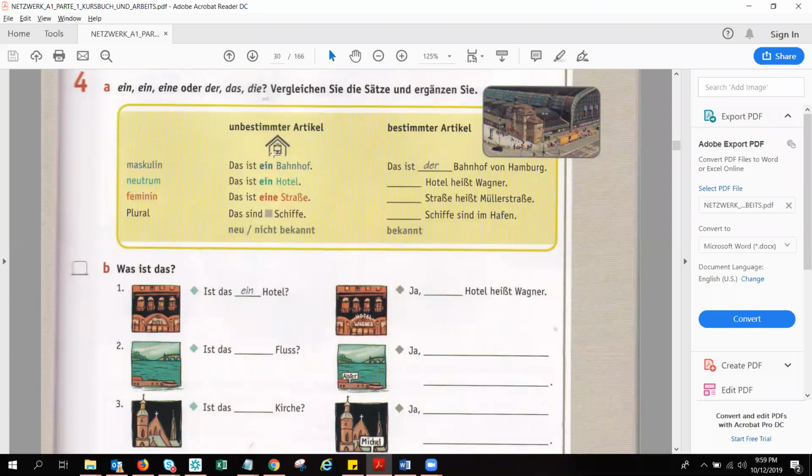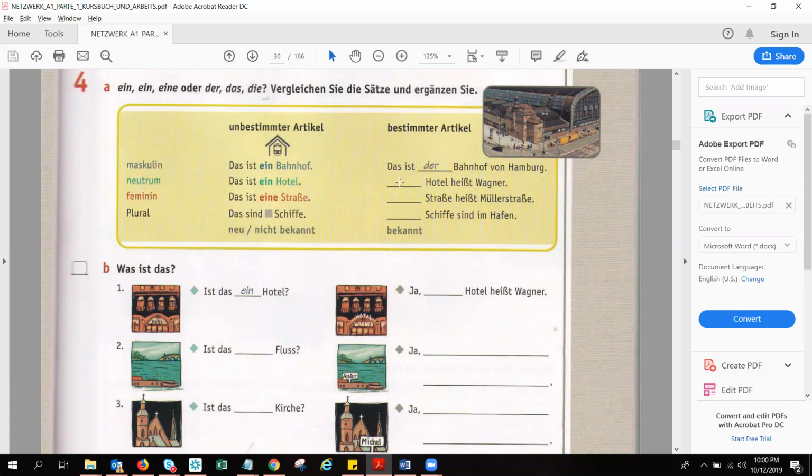So whenever we are using ein, einer, it is unbestimmt, and whenever we are using der, die, das, it is bestimmt. So when we have information with the noun, in that case we use bestimmt article. Das ist der Bahnhof von Hamburg. This is the railway station of Hamburg. Then das ist ein Hotel. This is a hotel. Das Hotel heißt Wagner.